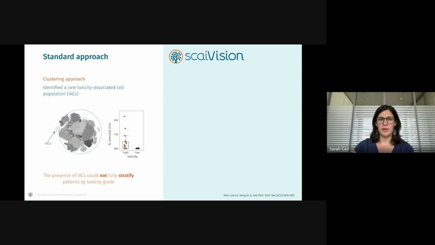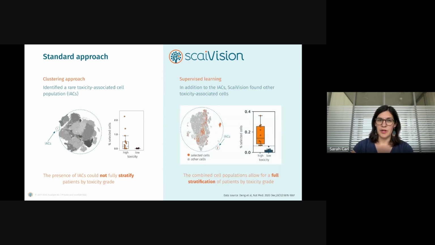Moreover, the cluster-based approach did not allow the authors to find any significant differences across toxicity grade in any of the main T-cell populations. On the other hand, by training models with ScaiVision and then scoring cells for predictiveness of high-grade toxicity, we recovered the IACs, but we also found additional populations of cells that were predictive, including within both CD4 and CD8 T cells.